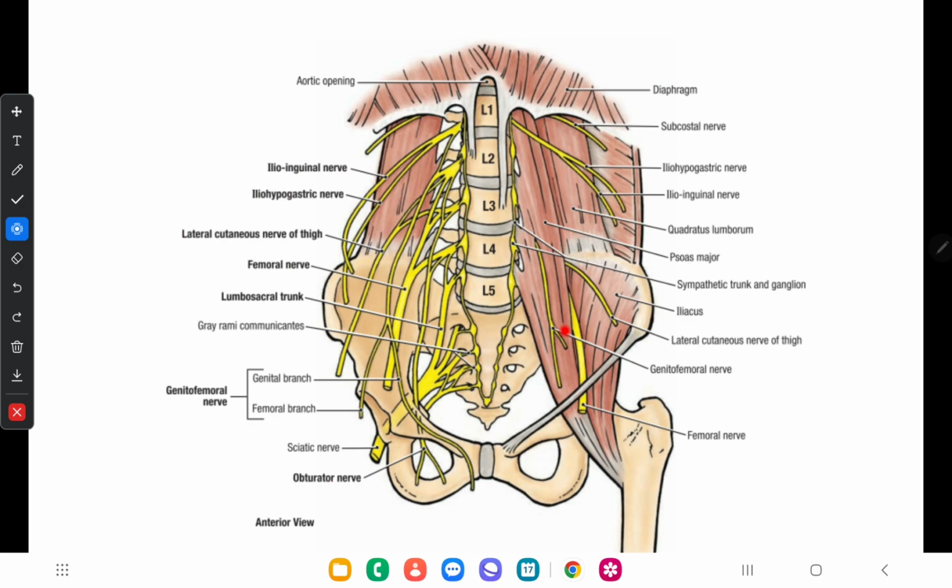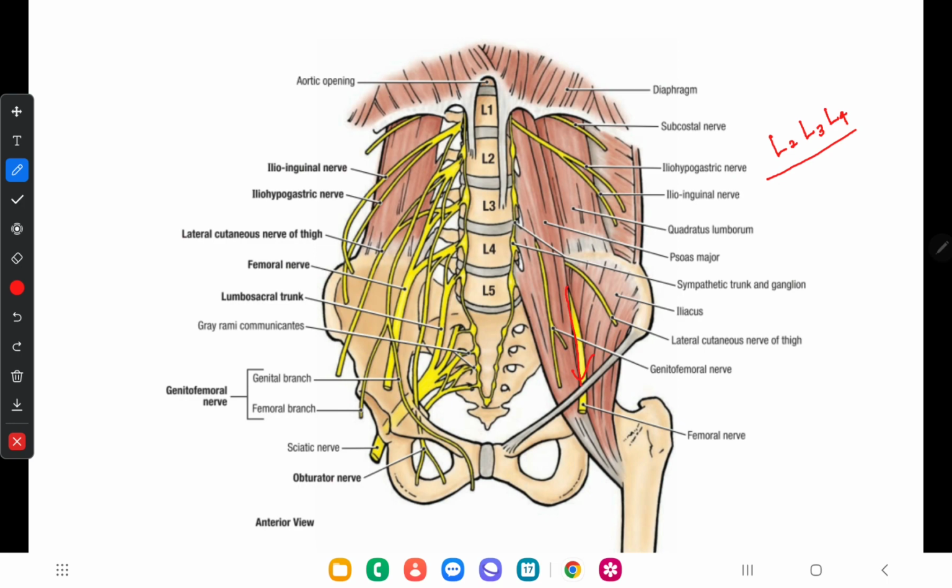The nerve roots involved in the formation of the femoral nerve are L2, L3 and L4. So these are the nerve roots. You have to remember those nerve roots. The femoral nerve is also the largest branch of the lumbar plexus, and it emerges from the lateral border of the psoas major muscle. Here you can see.